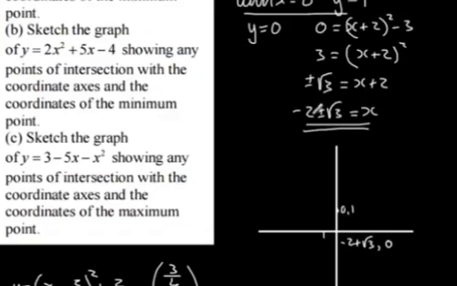Don't write that it's about -0.3. You've got to write it in exact form. The other one is going to be just here, and that's going to be (-2 - √3, 0). We looked at those solutions in the last video.